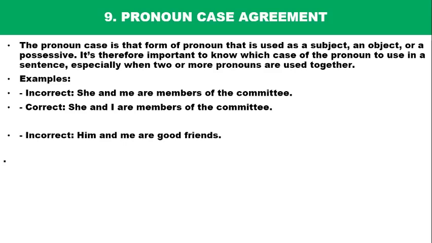Him and me are good friends, right? Again, this is incorrect. The correct thing is he and I are good friends. The first sentence is incorrect because him and me are objective pronouns and cannot agree with the verb when used as subjects in a sentence. The second sentence is correct because he and I are correctly used as subjects and they agree with the verb are. He and I are good friends.